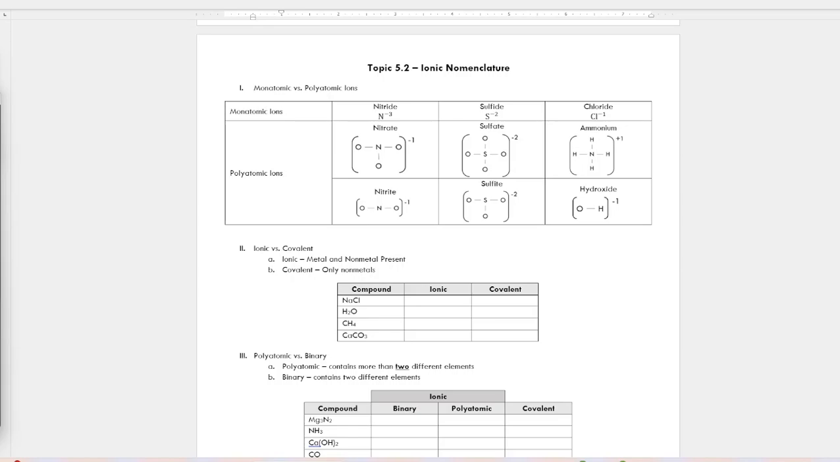All right, today we are going over 5.2 nomenclature for ionic compounds. And again, nomenclature just means naming. How do we name something? We've done this for covalent bonds. Remember, with covalent bonds, we used prefixes. For ionic bonds, we don't need prefixes, and that's because of how the charges work. I'll show you how that works here.